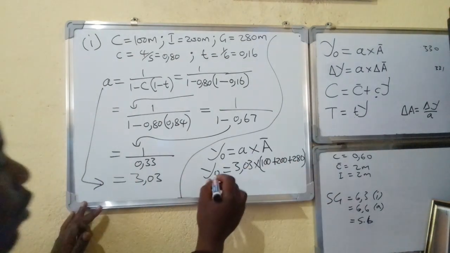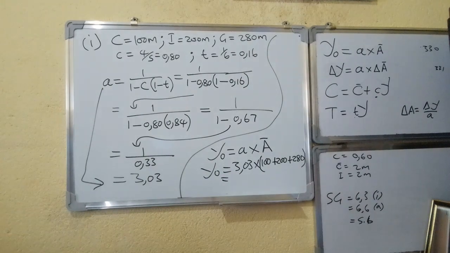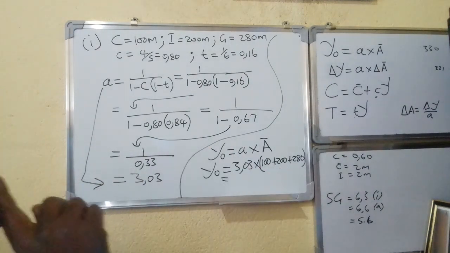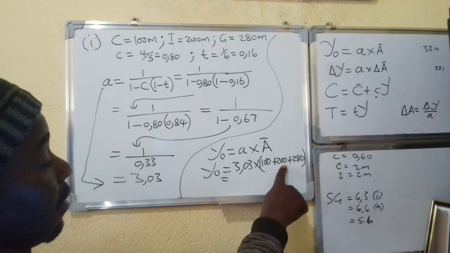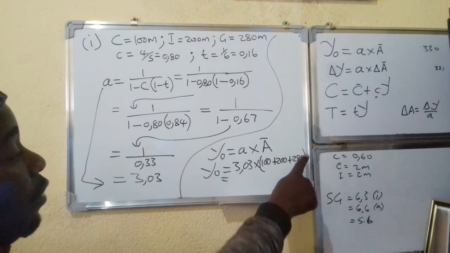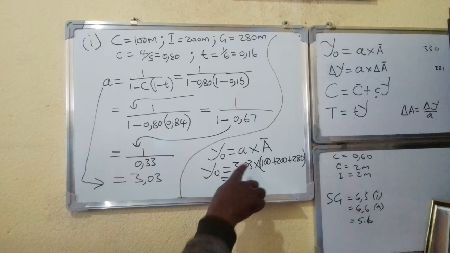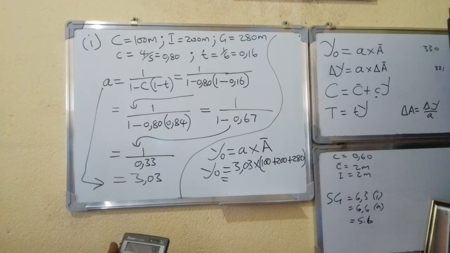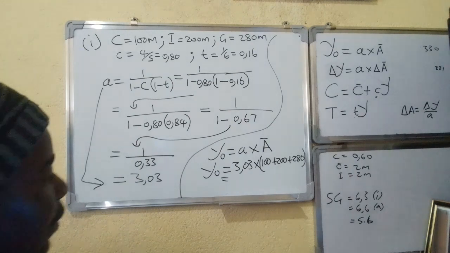So there you go, you find your equilibrium level of income. 100 plus 200 plus 280: 300 plus 200 is 500, plus 80 is 580. 580 times 3.03 gives you 1757.40.